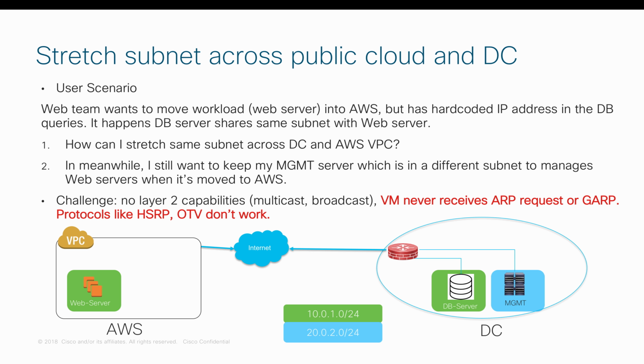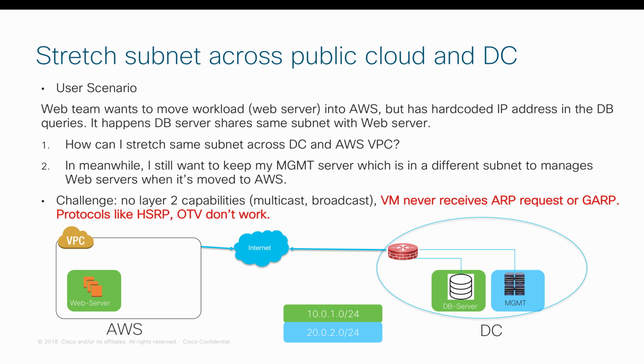So let's see what the options are. And before we talk about the solution or the technology Cisco provides, one of the other challenges in the public cloud is there's no layer 2 capability. In terms of there's no multicast, there's no broadcast. Which means if you run a server in the AWS VPC or in any of the clouds like Azure VNet or Google Cloud Platform VPC, the VM will never receive an ARP request to itself.